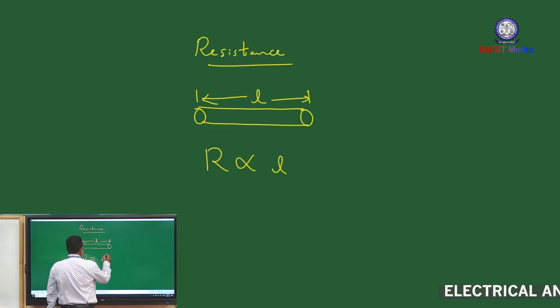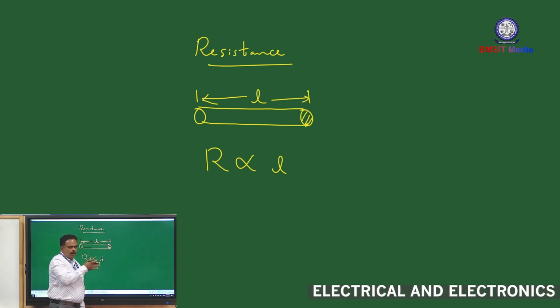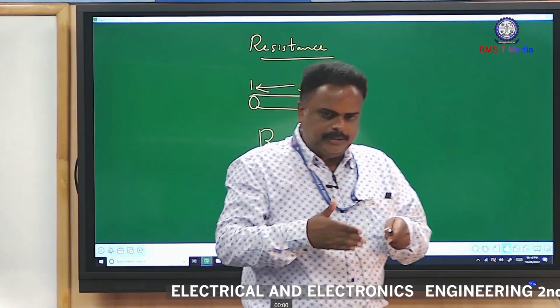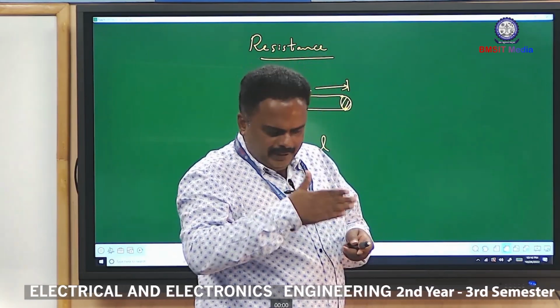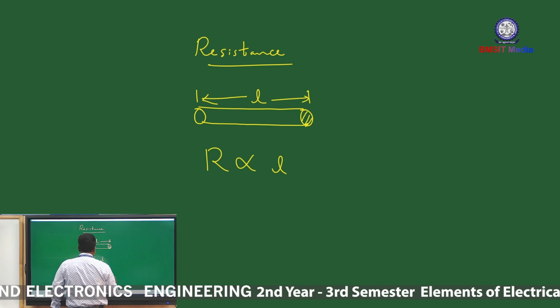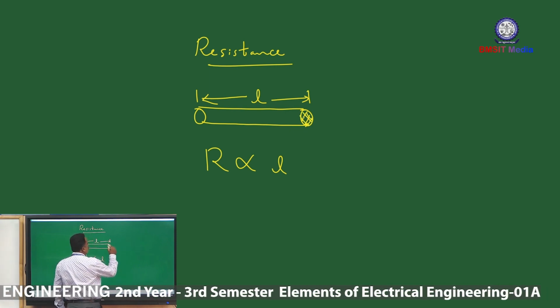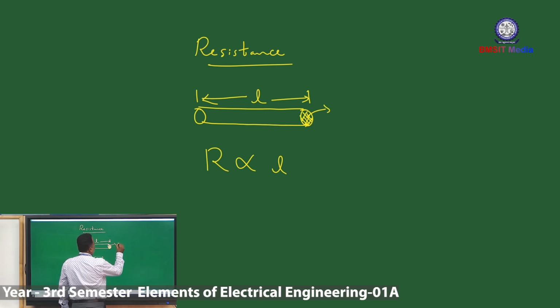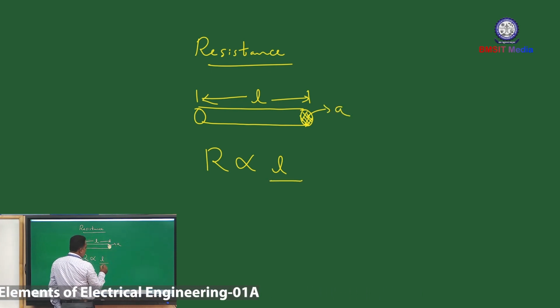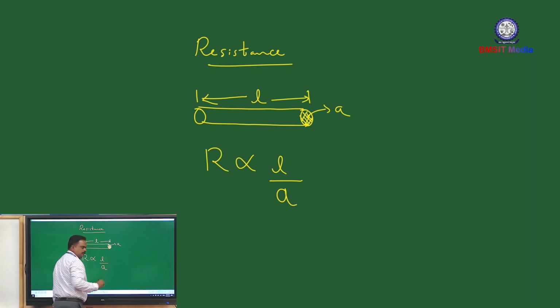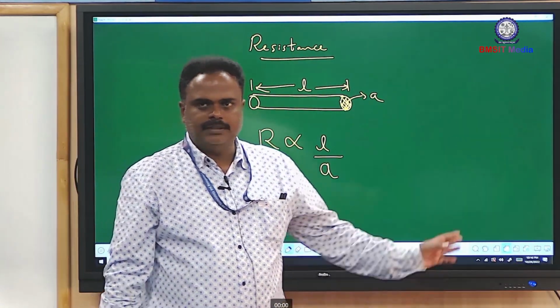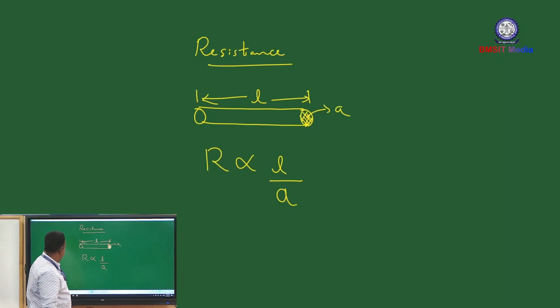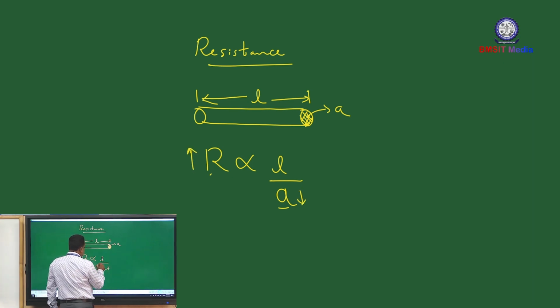And inversely, when you chop or cut that conductor, whatever the area you are getting, that is called cross-sectional area. This is denoted by A. Resistance of this conductor is inversely proportional to A. That means what? Lesser the area of cross section, more will be the resistance. More the area of cross section, less will be the resistance.